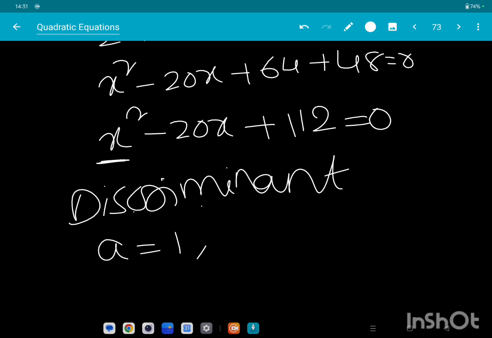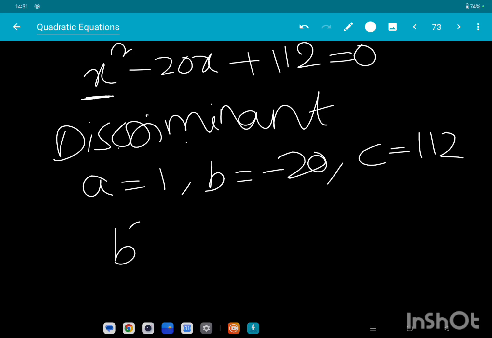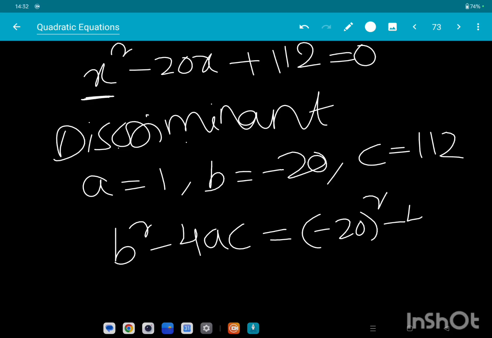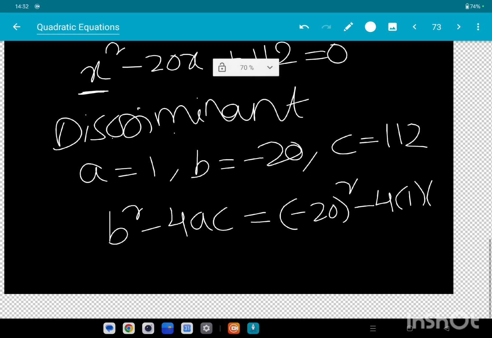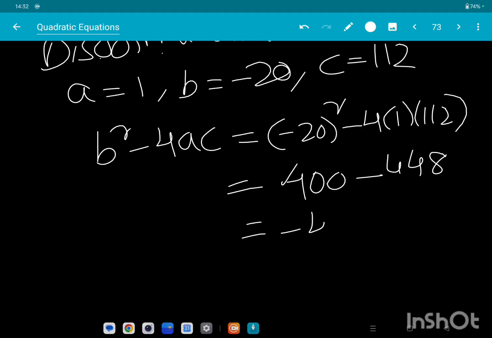Here a value is 1, b value is minus 20 and c value is 112. Now b square minus 4ac is equal to minus 20 whole square minus 4 into 1 into 112. Minus into minus is plus, 2 2s are 4, so 400, minus 4 1s are 4 and 4 4s are 16... so we got minus 48, which is less than 0.